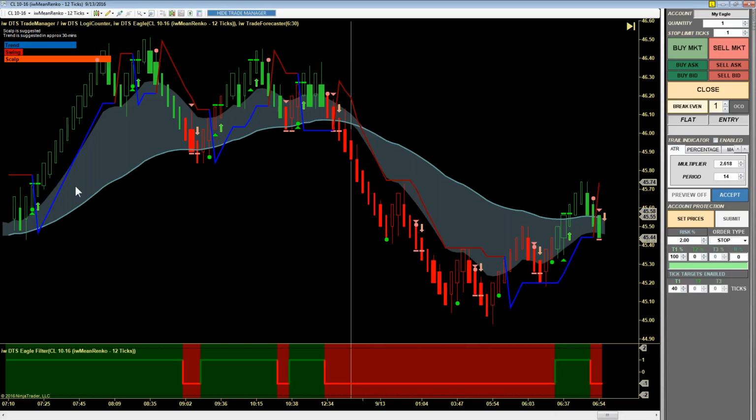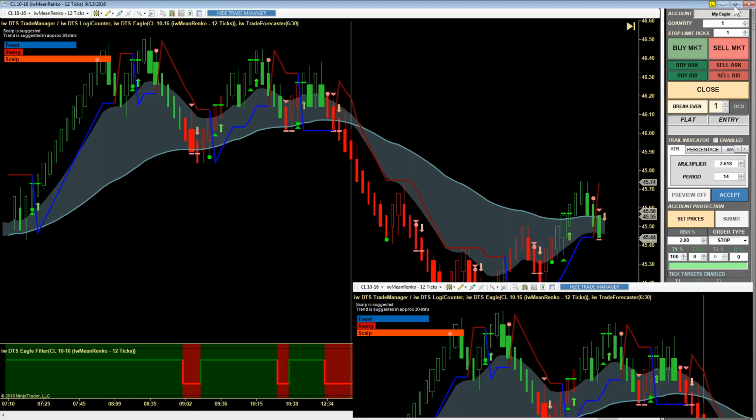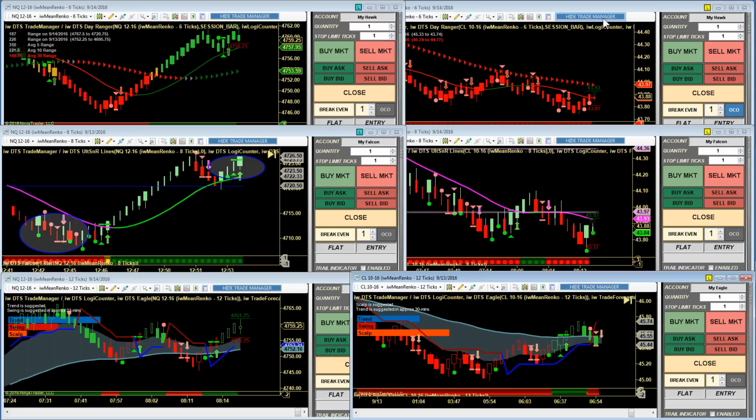Permi asks, I didn't look at the Russell for the Hawk. I saw that the Falcon was 8 ticks and the Eagle 12 ticks, so what's the reason for these differences? Before the DTS system was released, we spent 9 months optimizing it. I remember 9 months because, of course, that's how long it takes for a baby to be born, so that's how long the DTS baby took to be born. The Hawk settings were set at 6 ticks, the Falcon at 8, the Eagle at 12. These were just the optimized settings for each particular market.